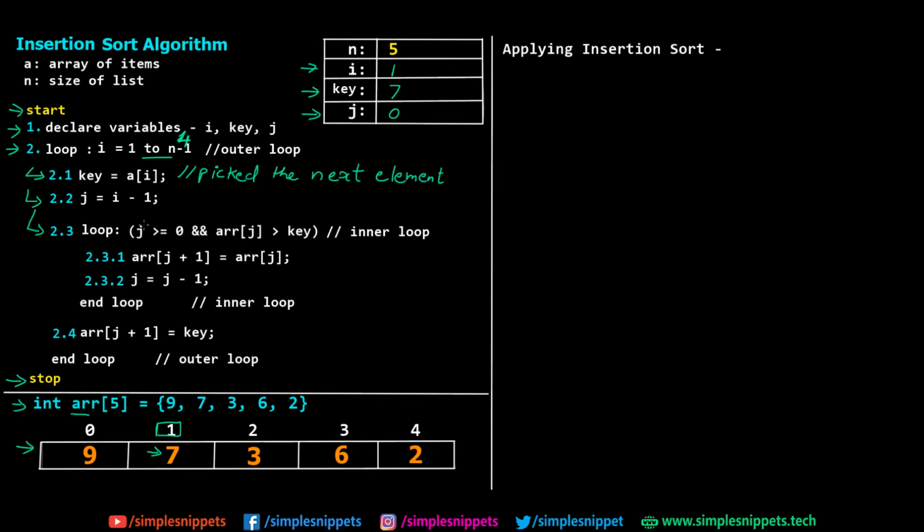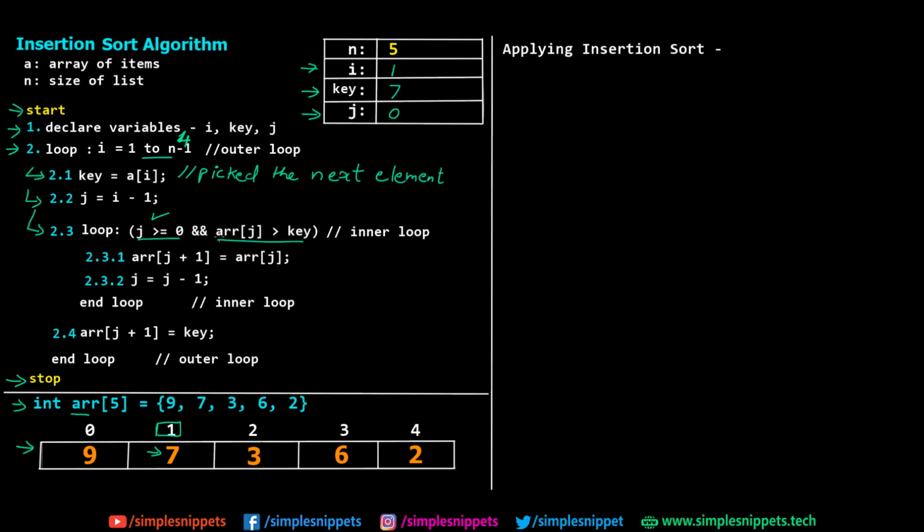So here we are saying j equals to or greater than 0 and ARR of j is greater than the key. So this loop will run only when these two conditions are true. So the first condition is j should be greater than or equal to 0. What is the value of j? It is 0. So this condition is true, right? Because j should be greater than or equal to 0. Now j is equal to 0. So this loop will run, right?